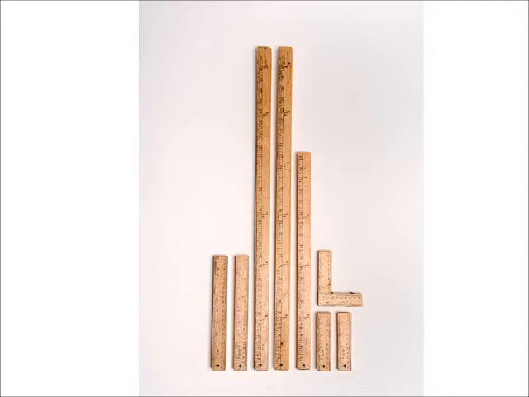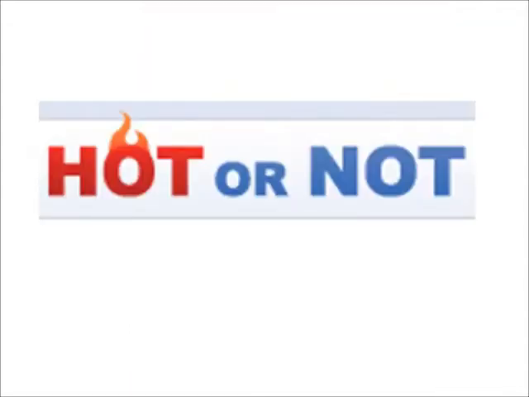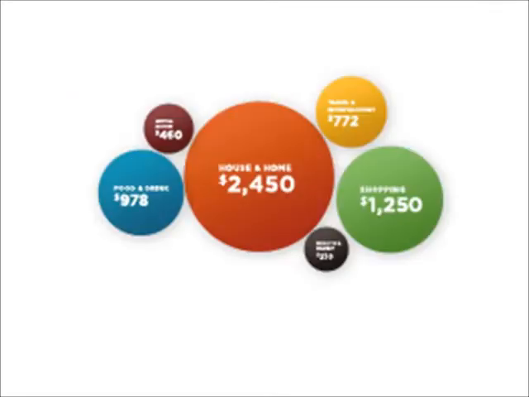Some reference groups are given to you, like your siblings, classmates, coworkers. But you can choose other reference groups. That's the idea behind sites like Hot or Not, where you ask others to rate your appearance. With Bundle.com, you measure your spending by choosing your reference groups.